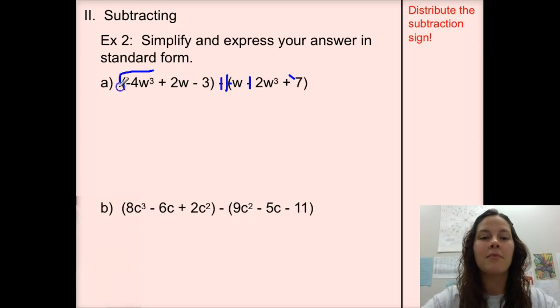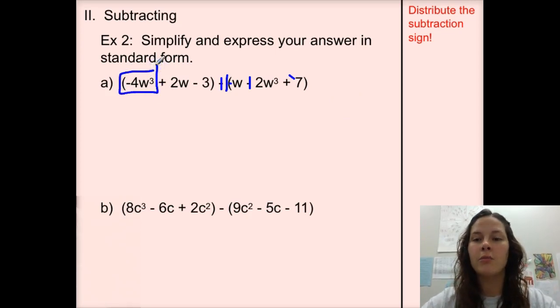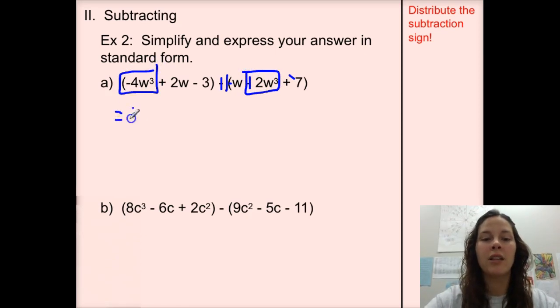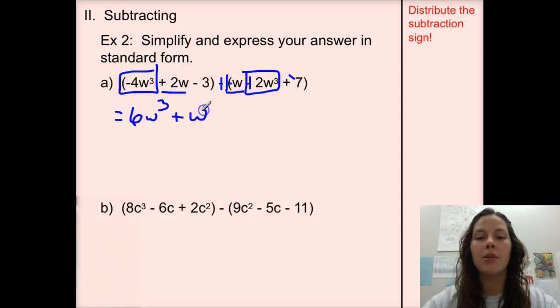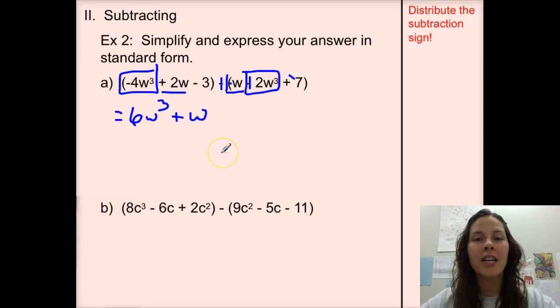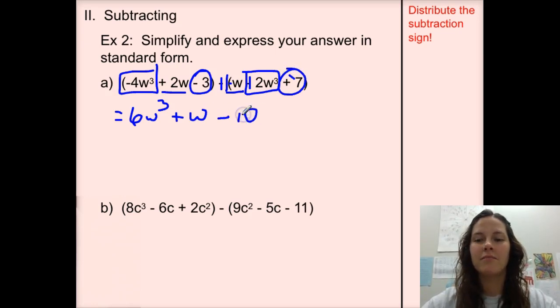So we've got -4w cubed plus 2w cubed gives me a total of 6w cubed. Again, don't change that exponent. 2w minus w, because we changed the sign, is a positive 1w, but when we simplify our answer, we don't write the 1, and -3 plus -7 is a total of -10.